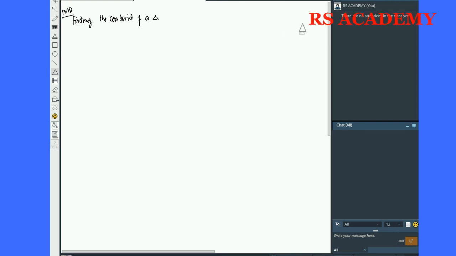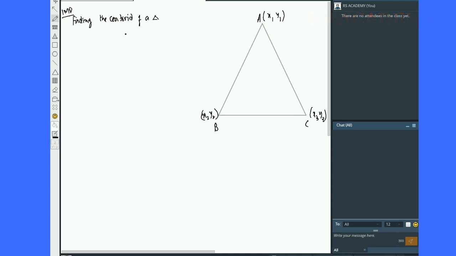Now let us take a triangle here. Name it as A, B and C. Let us write the coordinates as x1, y1 and x2, y2 and x3, y3. Now our target is to find out the centroid.